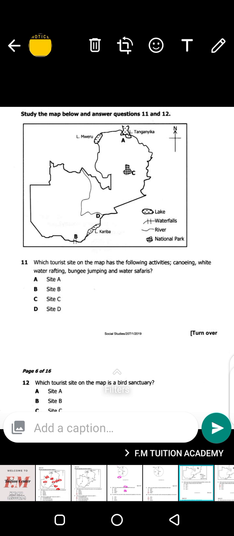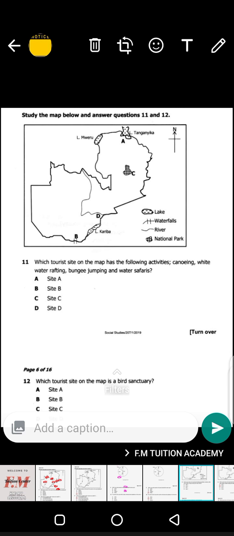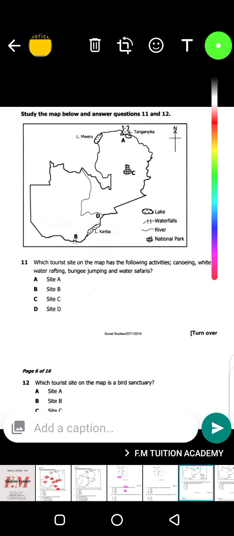The next question says, which tourist site shows the following activities such as canoeing, white water rafting, bungee jumping? Definitely, when you are dealing with bungee jumping and water safari, these are found at the falls. So if you look at the key, the falls is this one that has got these lines. Have you seen the falls? That one there. So it's this one, B. So the answer here is actually B.